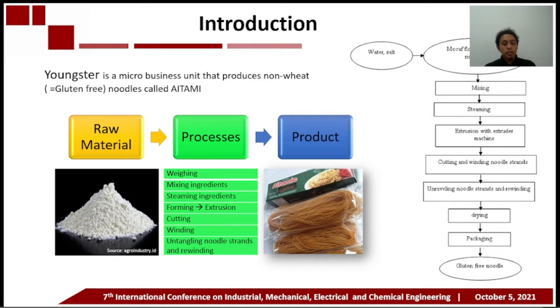Let's begin with an introduction to Youngster SME. Youngster is a micro business unit that produces non-wheat or gluten-free noodle called ICIMECE. They produce it from several flours as raw material and process it to get ICIMECE noodle as the product. The process consists of weighing, mixing, steaming, forming, cutting, winding, and untangling noodle strands and rewinding. We can see the process scheme at the right side.